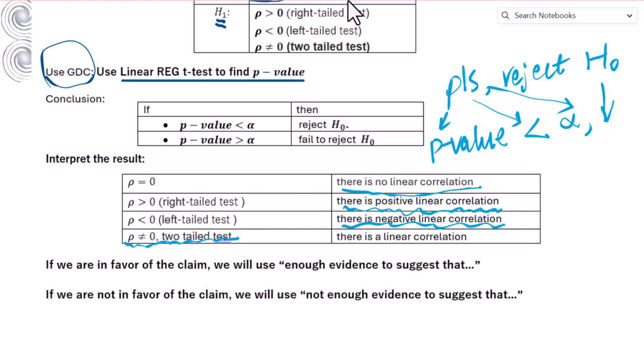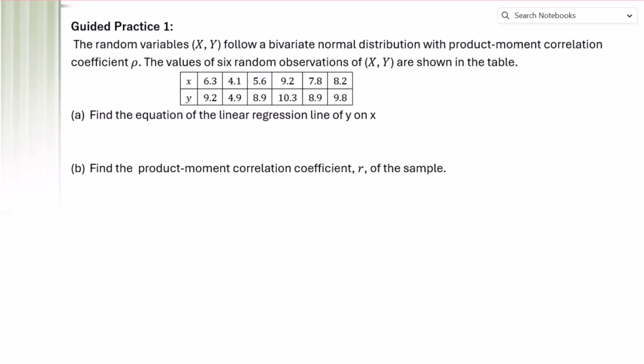If we are in favor of the claim, we will use the sentence, enough evidence to suggest that. If we are not in favor of the claim, we will use not enough evidence to suggest that. Let's go to guided practice 1.